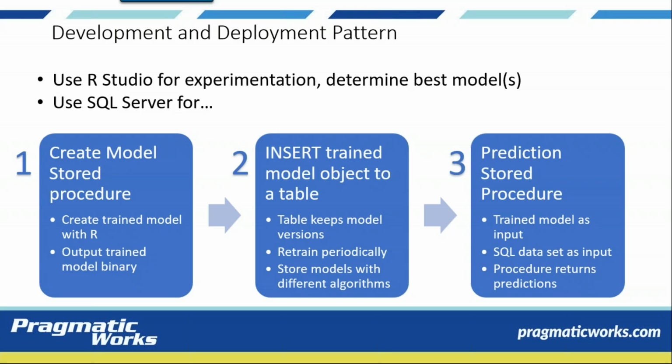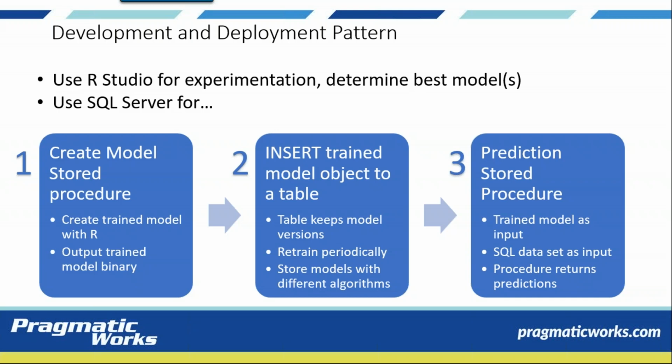But having the model in a table allows us to keep history of the model. So if I retrain the model periodically, if I get new data coming into my system and I want to retrain the model to use refreshed data, I can keep history of those models in a table. I can also maybe store models with different algorithms and see how they correlate to each other over time. So the second step there would be to take that binary model output and store it into a table.